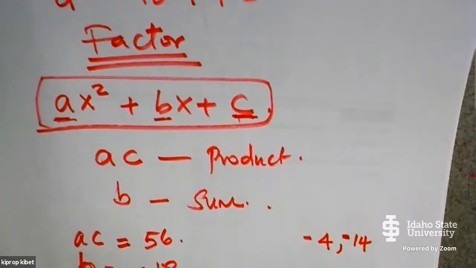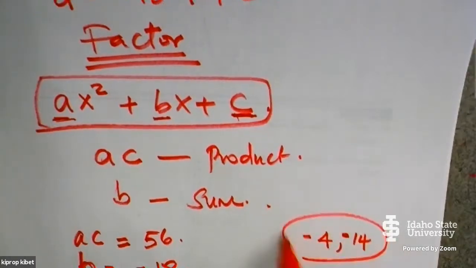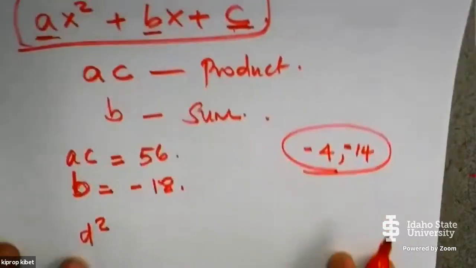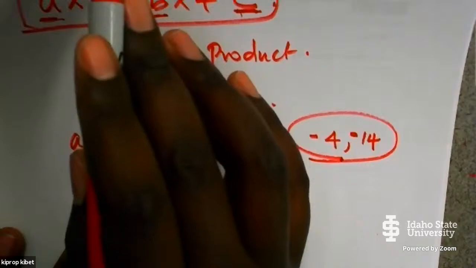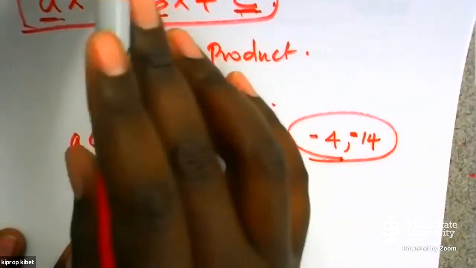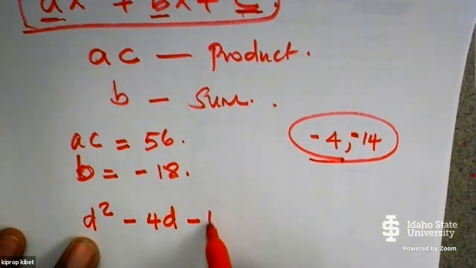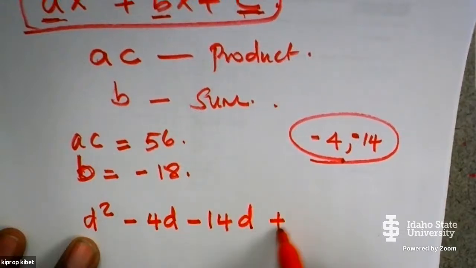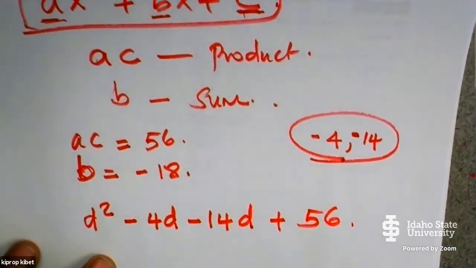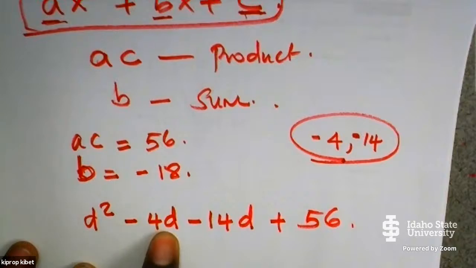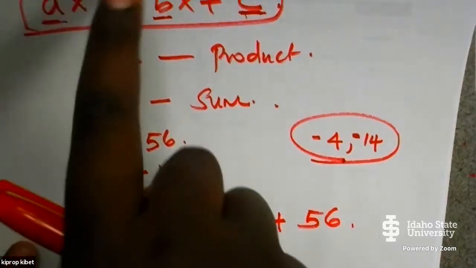Now when you come back here, the sum is minus 4 and minus 14. So it will be d squared minus 4d minus 14d plus 56, because we know the sum is minus 18. Minus 4 minus 14 is minus 18, so it is similar to that one.